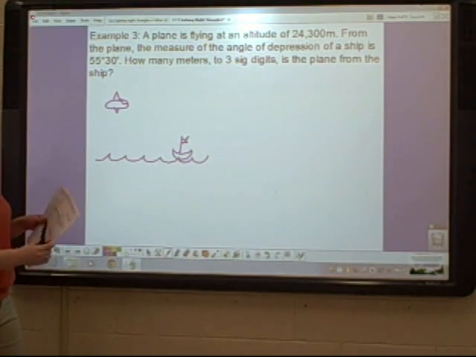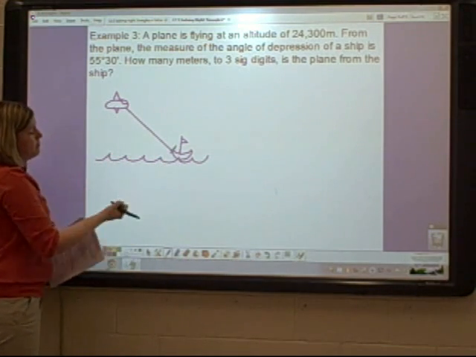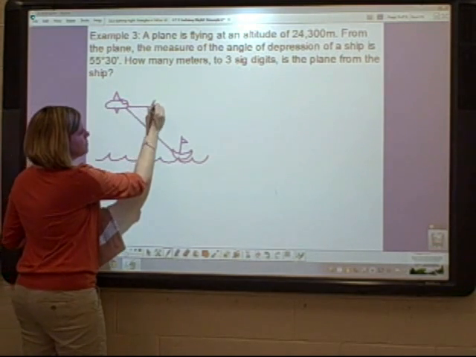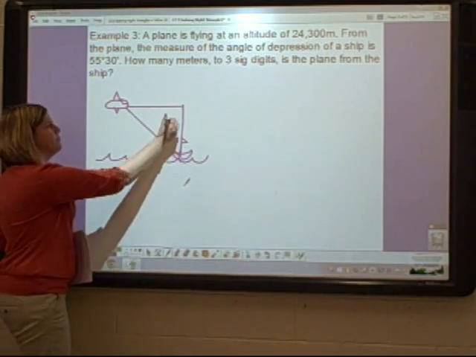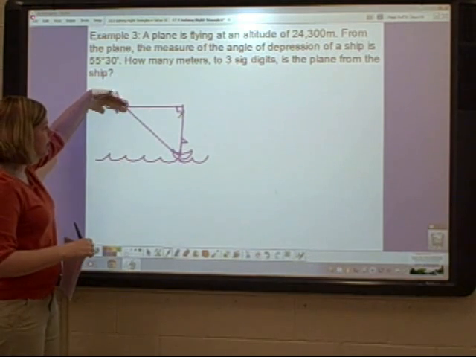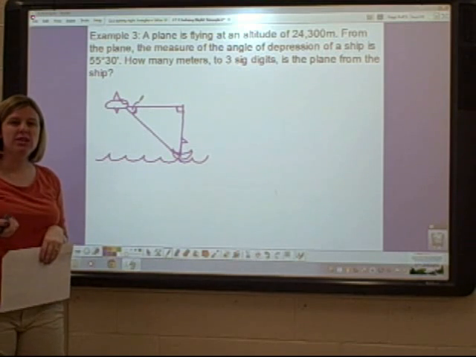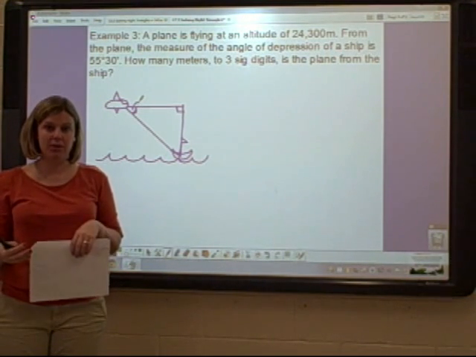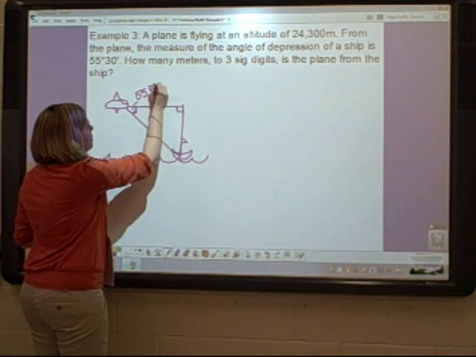That angle of depression from the plane down to the ship, it says is 55, well, let's draw in our triangle first. Okay, there's our right triangle. So the angle of depression, so the angle of the plane looking down onto the ship, is this angle right here, and we know it's 55 degrees 30 minutes. Well, we're not used to seeing that. 30 minutes is half of an hour. So the way that you will label this is 55.5 degrees.